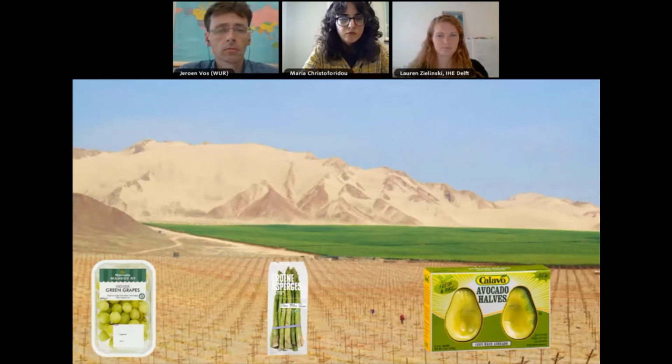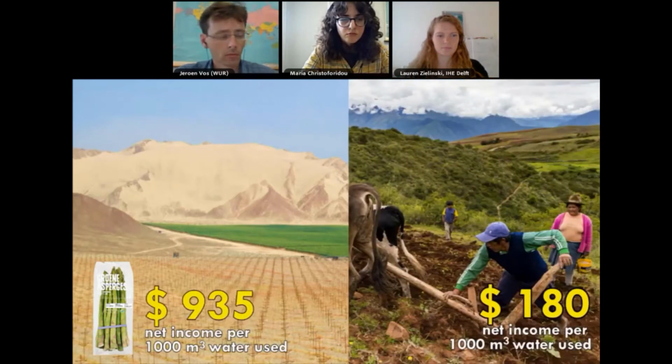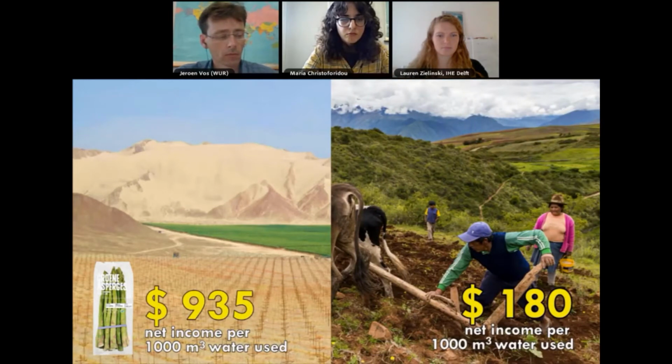And this was kind of correct. The net income per 1,000 cubic meters of water used for asparagus was around $935, about 5 times the return from subsistence farming of staple crops such as beans by small farmers in the highlands.